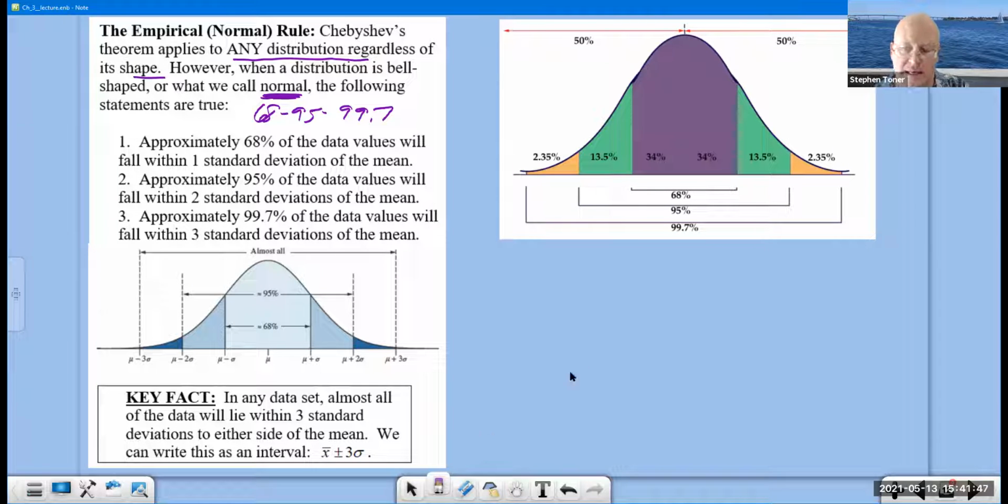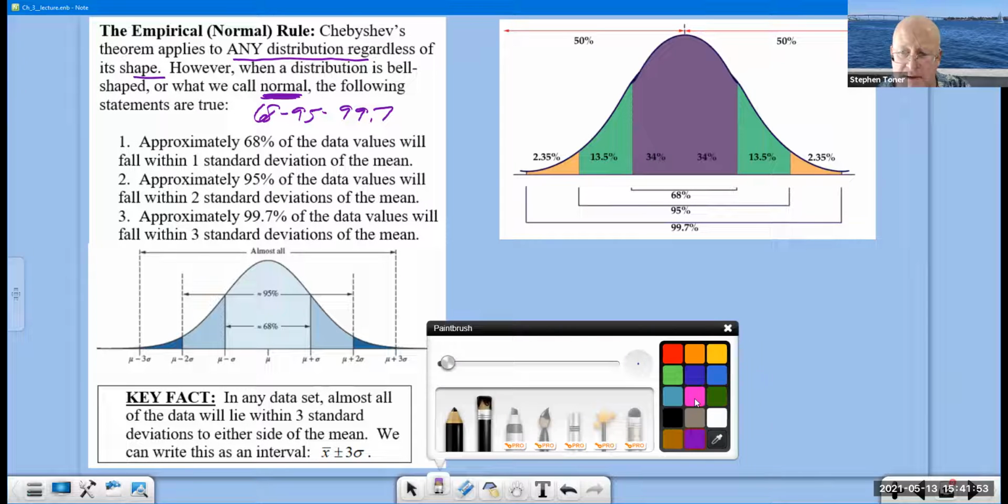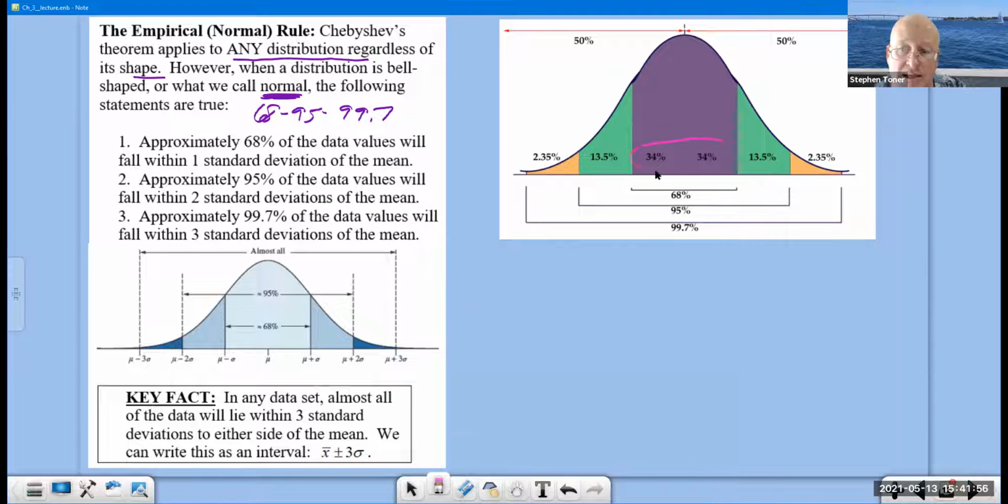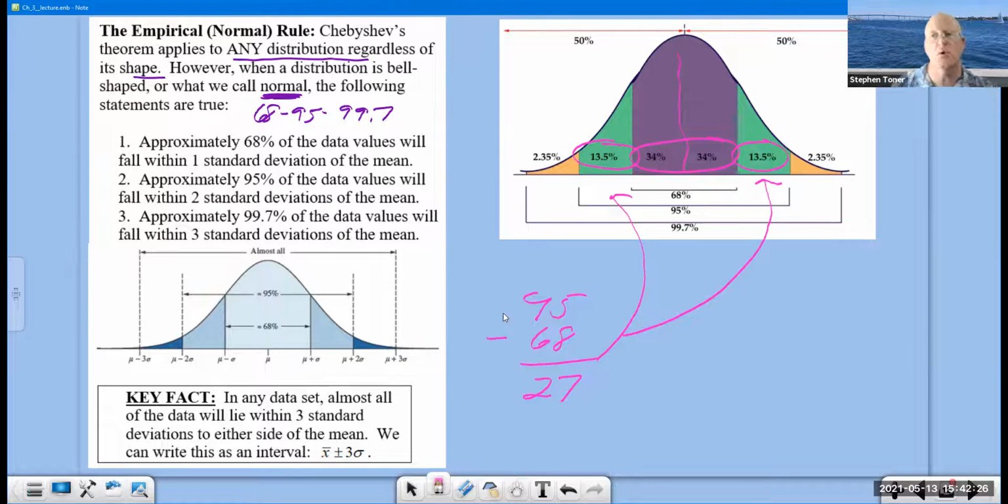Now over at the right, instead of just going 68, 95, 99.7, what I've done is I've taken the 68 and by symmetry, I've broken it down so you can see 34 on each side. And then if you find out how much is left, if you subtract the 95 minus the 68, that's the green and the purple together minus the purple, you get the green, which is 27%. If you split that 27 in half, you get 13.5 in each of those 2 green sections. And likewise, you get about 2.35% in those orange sections.